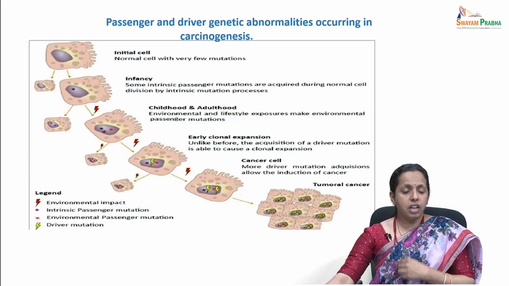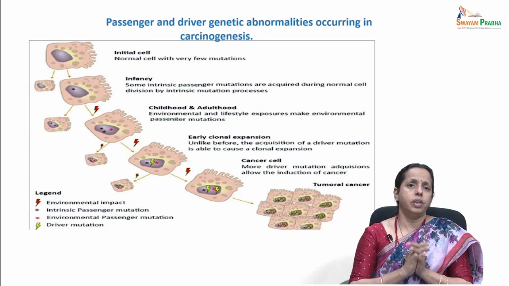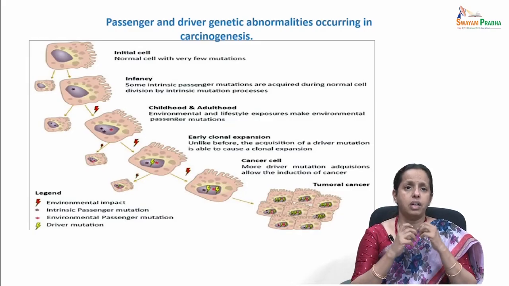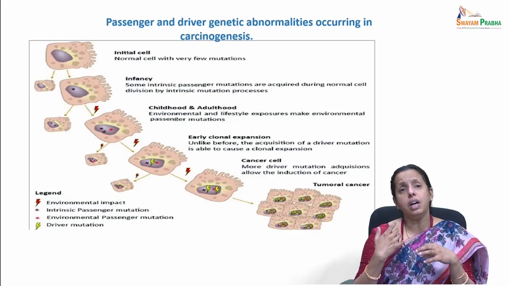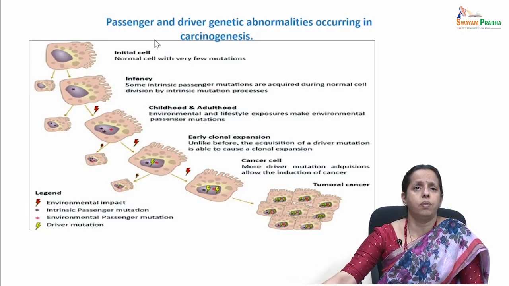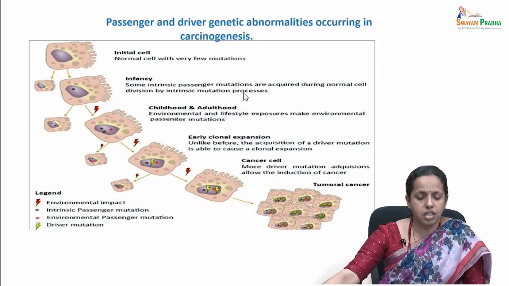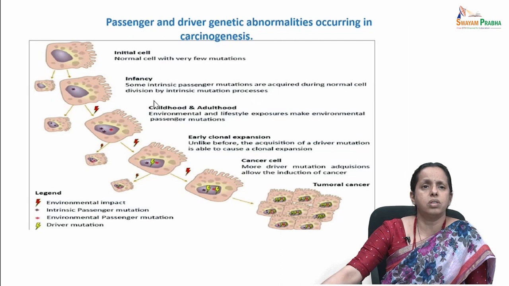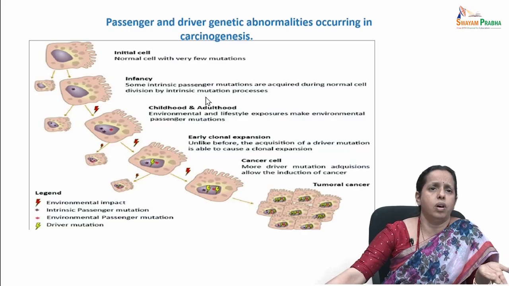So, coming back to a regular story which we have already dealt with in detail. If you go back, we know that there are passenger genes and there are driver genes. We know that a driver gene is exactly the gene which drives the process of carcinogenesis. For example, you have an initial normal cell with very few mutations, then some intrinsic passenger mutations are acquired during normal cell division by the intrinsic mutation process. Some very small mutations, but they could be eliminated. They will be eliminated by the process of growth.